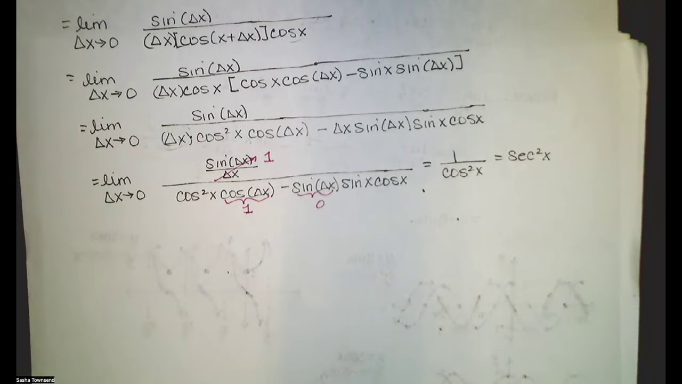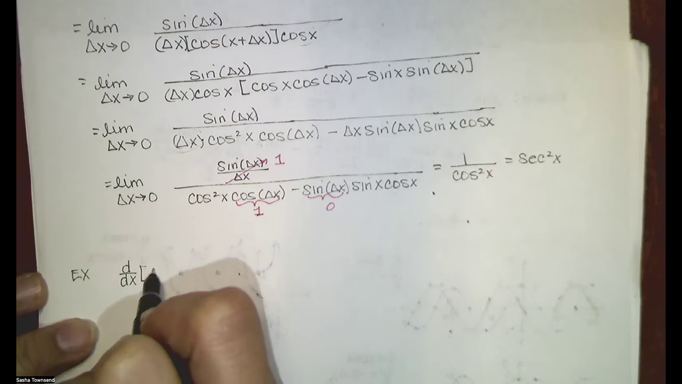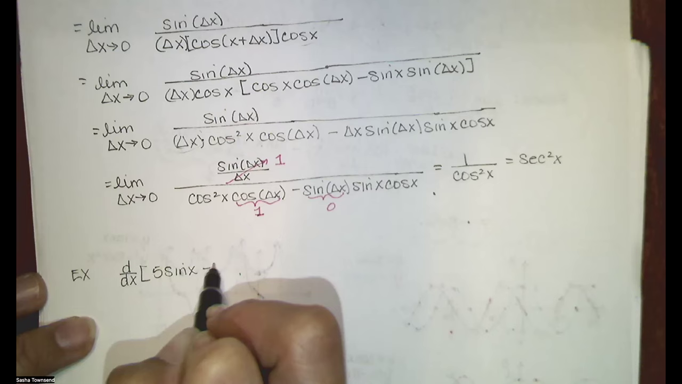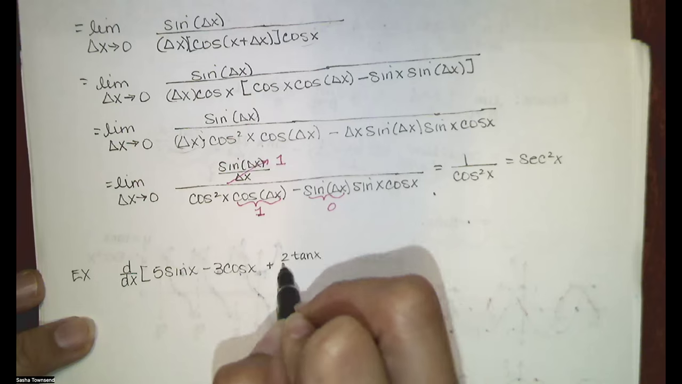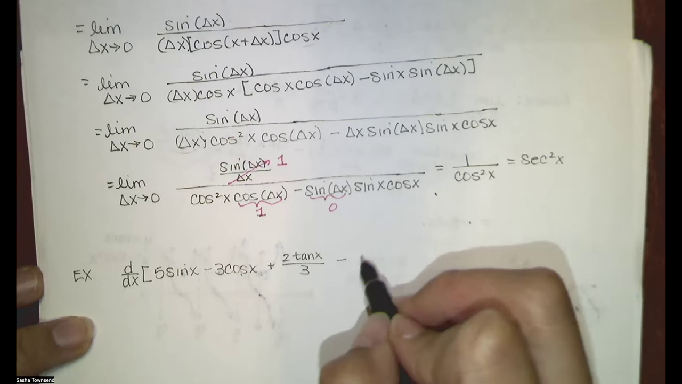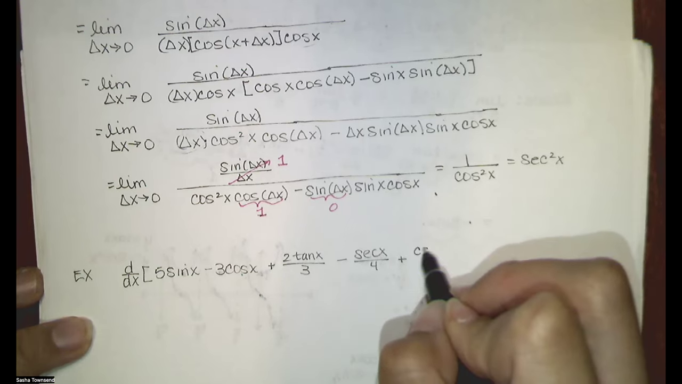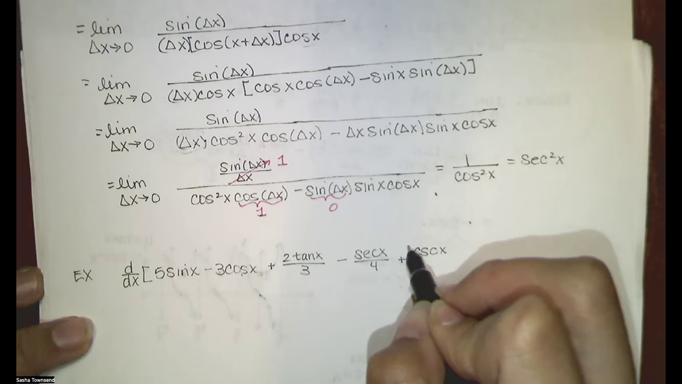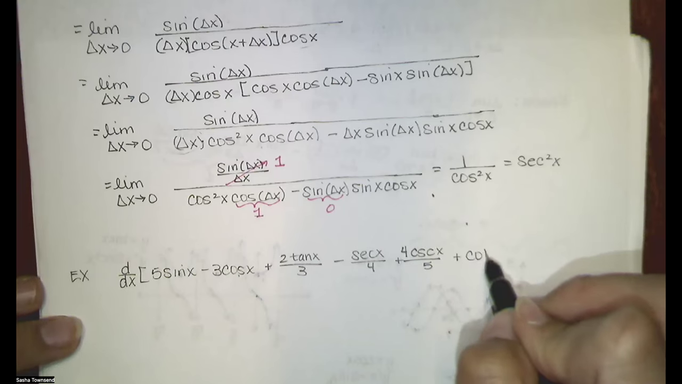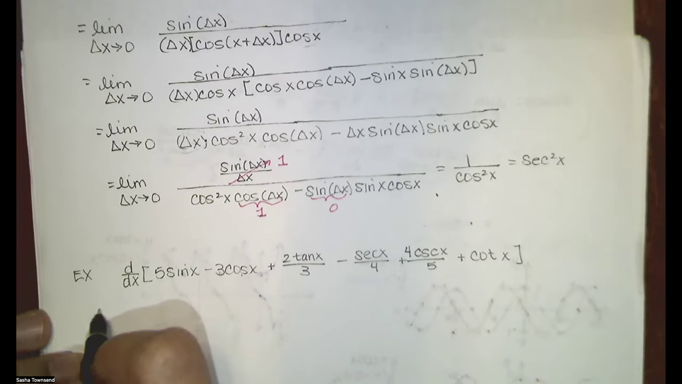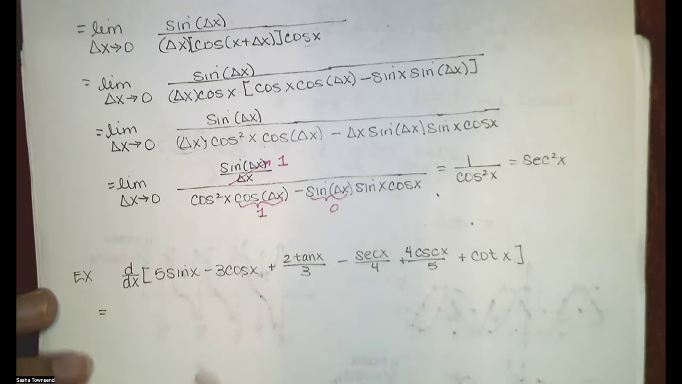In practice, you might be asked to compute the derivative with respect to x of 5 times sine of x minus 3 times cosine of x plus 2 tangent of x divided by 3 minus secant of x over 4 plus cosecant of x times 4 divided by 5 plus cotangent of x. And we know that the derivative of a sum is the sum of the derivatives, and the derivative of a constant times a function is the constant times the derivative of that function.